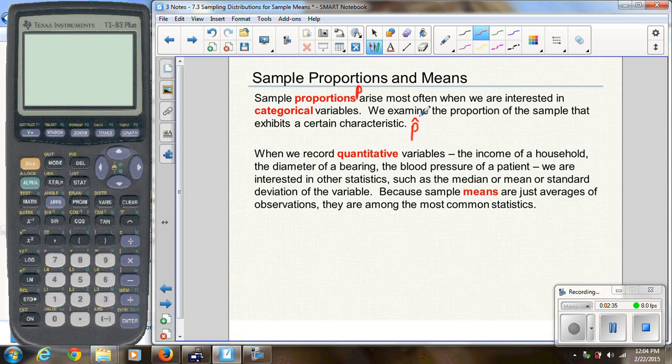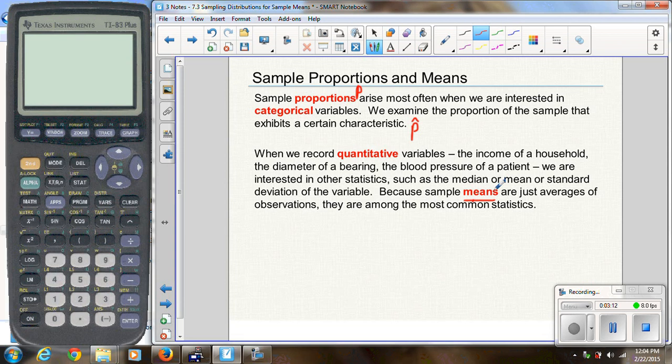When we're dealing with quantitative variables, though, for example, like income of a household, diameter of a bearing, the blood pressure of a patient, we're not interested in a proportion anymore. We're interested in things like a mean or a median, or perhaps the standard deviation. In this course, we're going to focus on means, though. That's going to be our statistic and our parameter of interest when we're dealing with quantitative variables. But just know that if you were to pursue other courses in statistics, you could also look at sampling distributions for a standard deviation or a median. But in this course, we focus on proportions for categorical variables and means for quantitative variables.